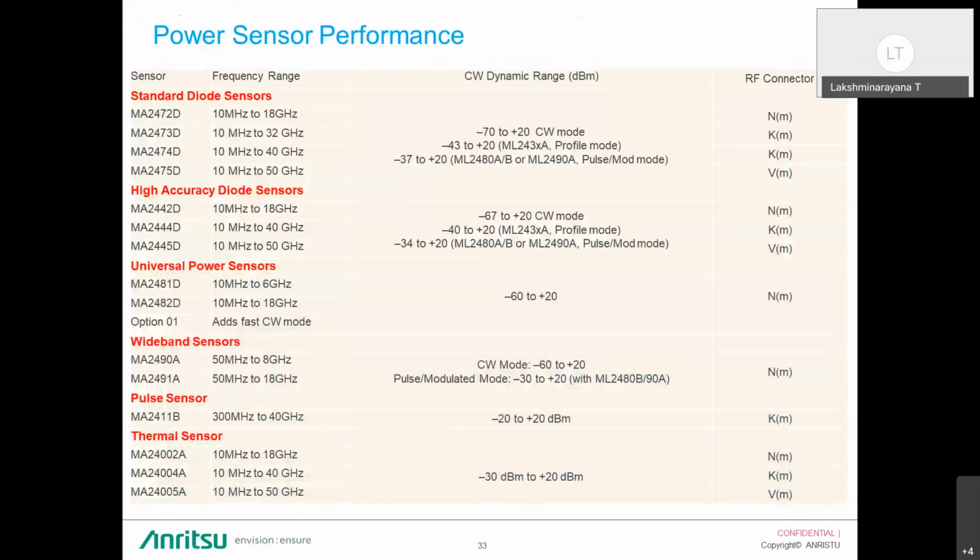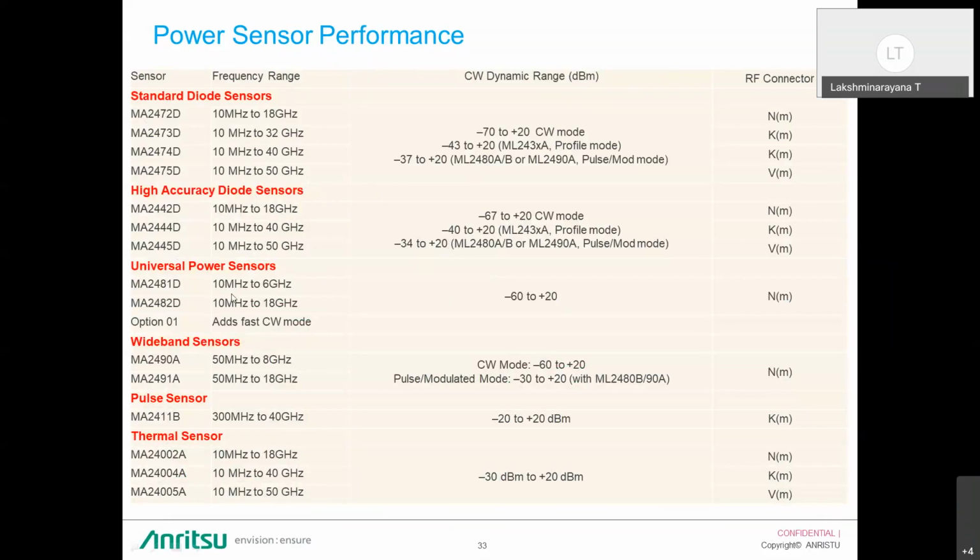So these are diode power sensors. We have standard diode power sensors from 10 megahertz to 18, 20, 32, 40, and 50 gigahertz with a minus 70 to plus 20 dBm CW mode. And we have high accuracy diode sensors from 10 megahertz to 18, 40, and 50 gigahertz, which do minus 67 to plus 20 dBm in CW mode, and pulse mode from minus 34 to plus 20 dBm.